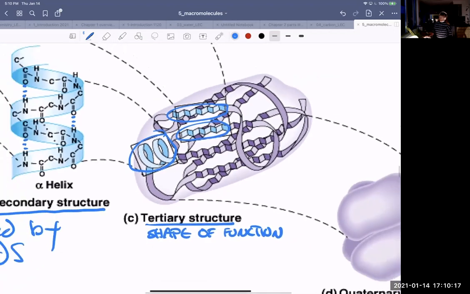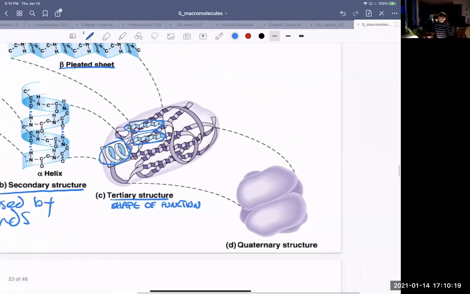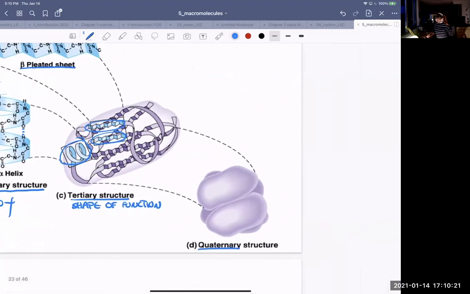But sometimes there is more than one subunit, in which case it will be called a quaternary structure. Hemoglobin has a quaternary structure because there are 4 subunits of hemoglobin.